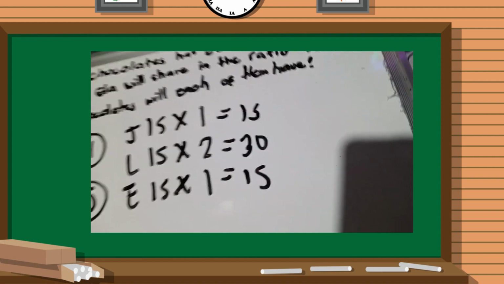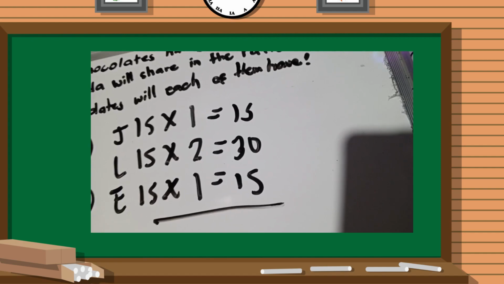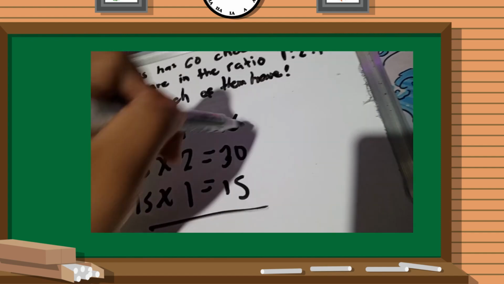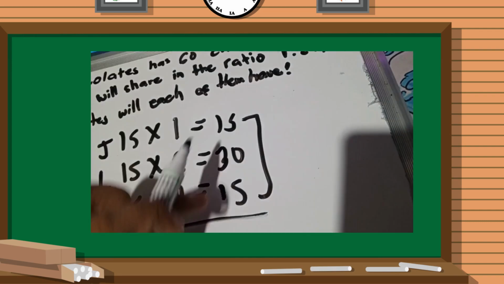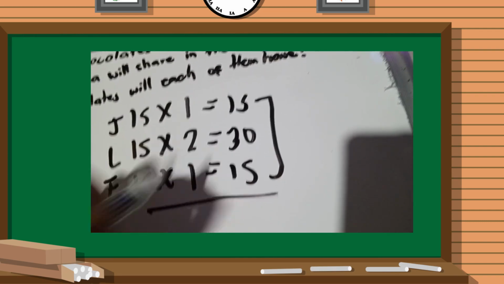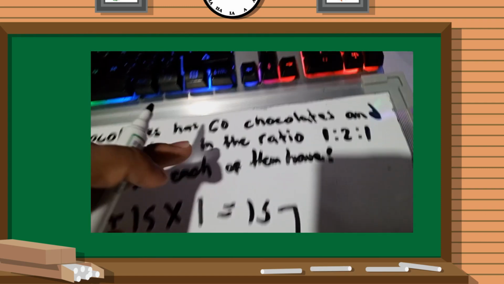So, let's check muna natin kung tama. So, paano natin i-check kung tama yung in-answer natin? Kailangan lang natin i-add tong 3 na to. So, 15 plus 15 is equals to 30 plus 30 is equals to 60. 60 and 60.